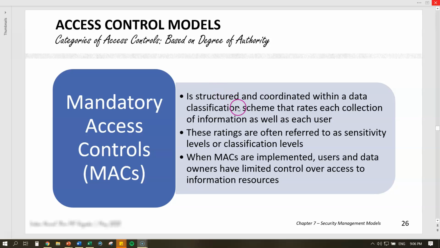MAC is structured and coordinated within a data classification scheme that rates each collection of information as well as each user. So these ratings are often referred to as sensitivity levels or classification levels. For example, in the US government and military, an individual with secret security clearance can view secret and confidential classified materials, subject to need to know, but cannot view top secret material. So kat sini kita nampak lagi tinggi level of confidentiality, lagi kurang staff ataupun person yang boleh akses kepada information tersebut.